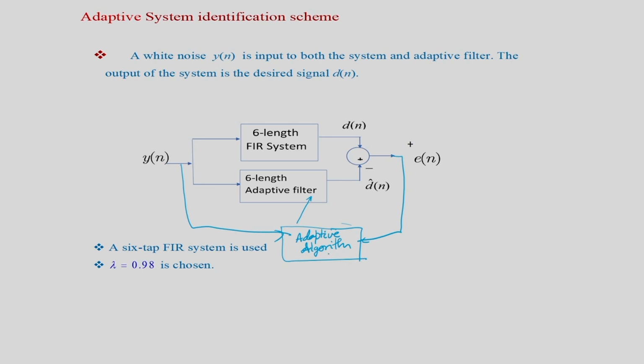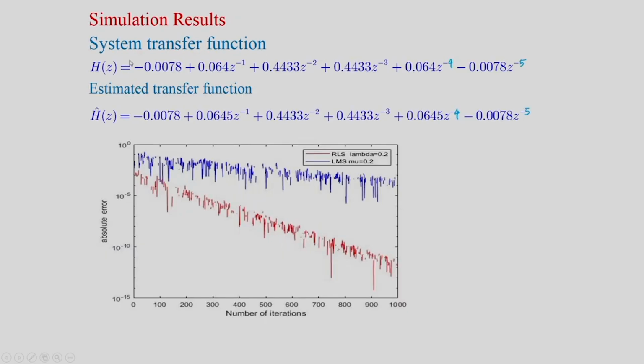Again we apply the RLS algorithm here, and we take lambda equal to 0.98. So these are the simulation results. The original system is like this. This is the transfer function of the original system, and the estimated transfer function using the RLS algorithm we get is this: h(z) equal to minus 0.0078. This is the same here also. This is a symmetric filter because of the linear phase. So here also minus 0.0078, this is the same.